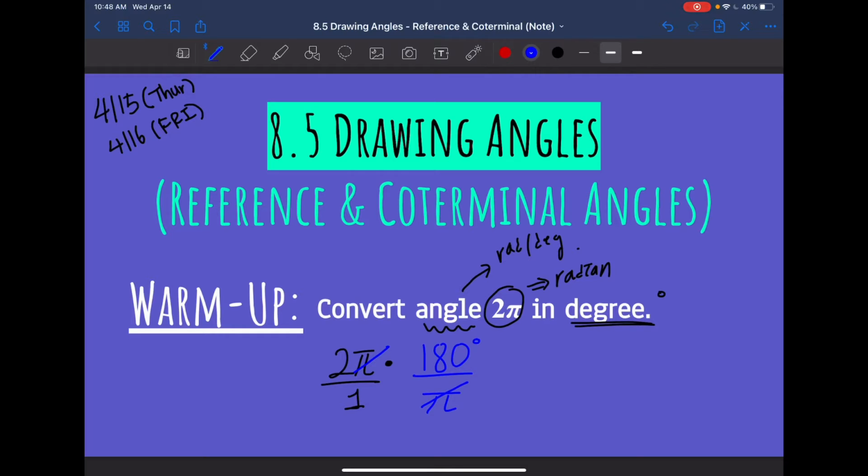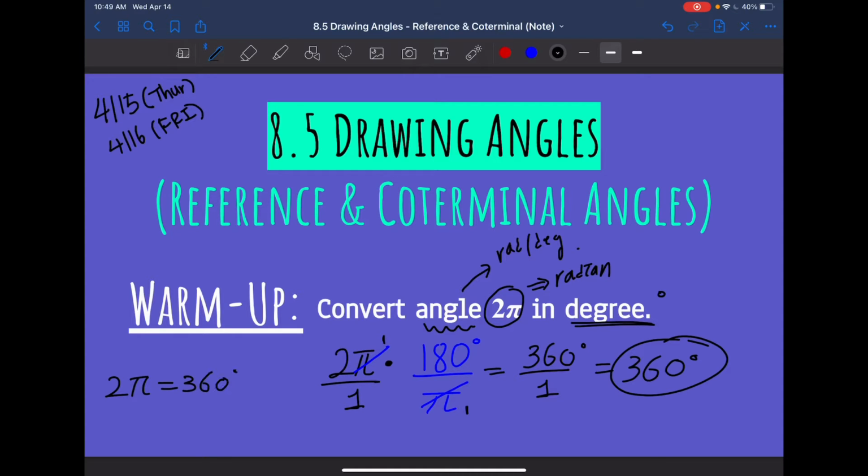So let's convert now. 2 times 180 will be 360. 1 times this got canceled, so 1 times 1 is 1. So basically 360. So this means 2 pi is same as 360. And this is very useful. So please remember 2 pi is 360, which means half of 2 pi is pi, right? And half of 360 is how much? 180 degree. So this is kind of basic stuff that you kind of have to remember.